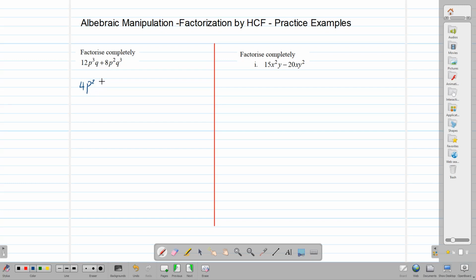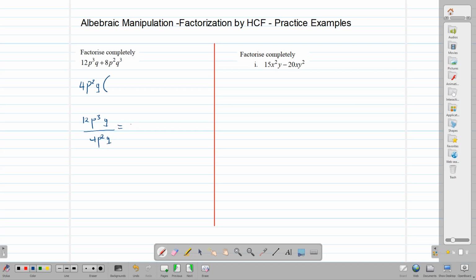Now, we're going to look at the q. We have a q here, and we have a q to the third here. So we use the smaller q, which is just q, the smaller power. We open a bracket, and now we're going to do some division. We're going to divide 12p cube q, so we have 12p cube q divided by 4p square q.